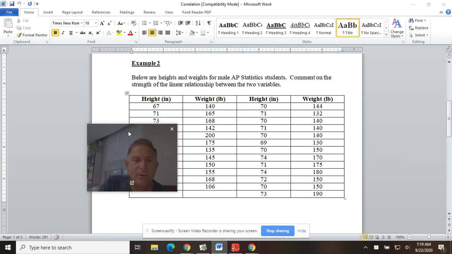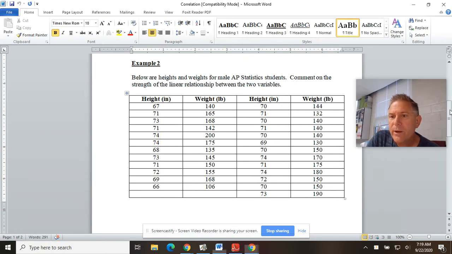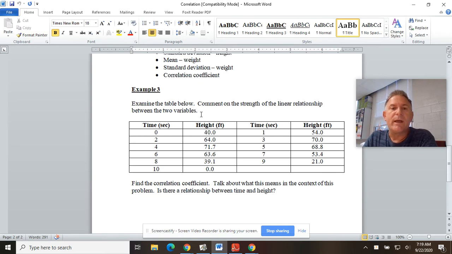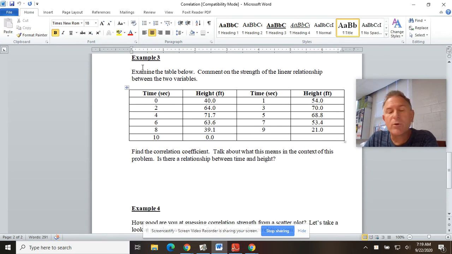Okay, so that was heights and weights. Real quick, because I want to wrap this up. Let's see, find the following information. We found the mean, found the deviation, found the R. We talked about all those things. Okay, I want to wrap this up kind of quickly. So we're going to do one more example very fast, which is this one. Examine the table below. Comment on the strength of the linear relationship between the 2 variables.